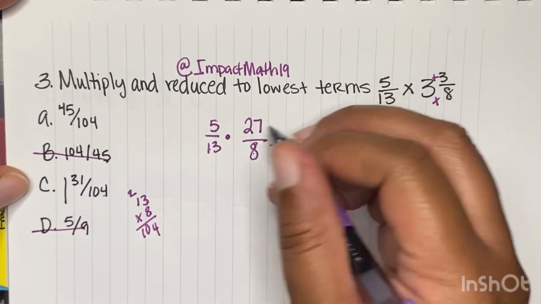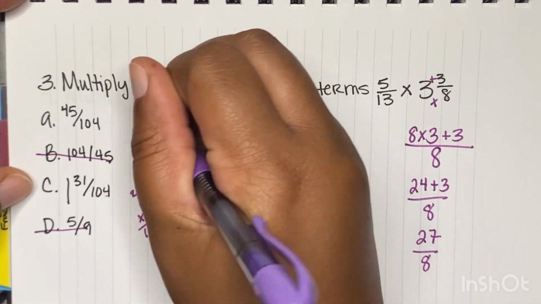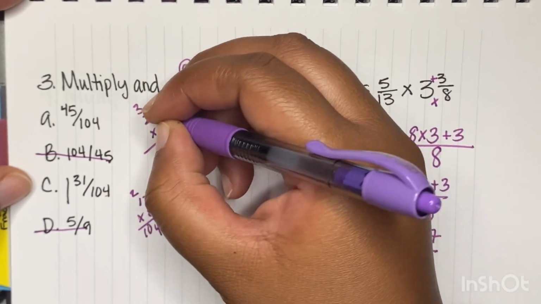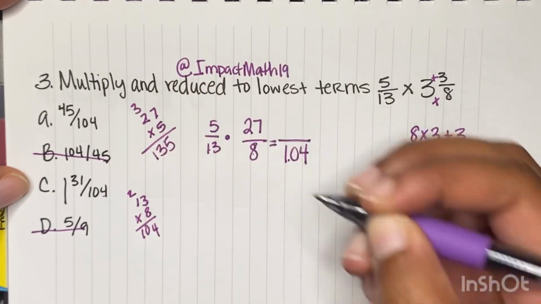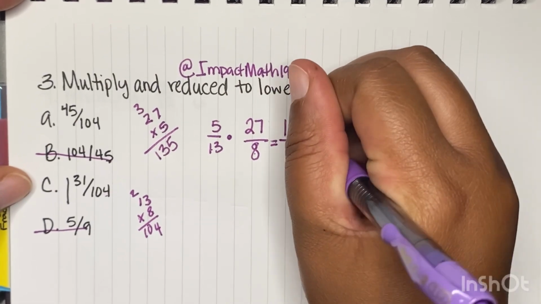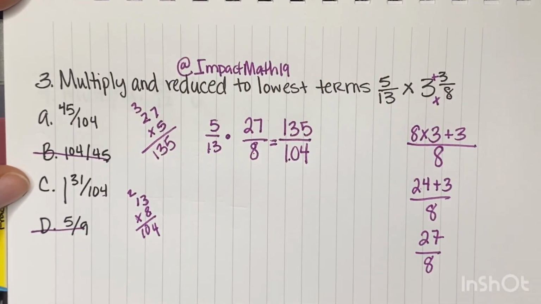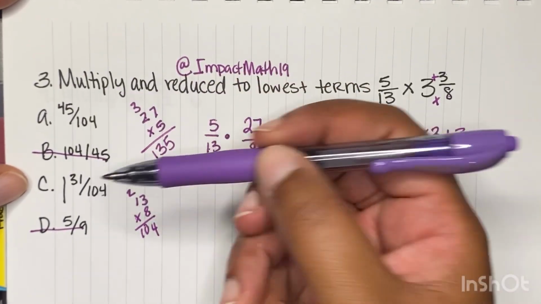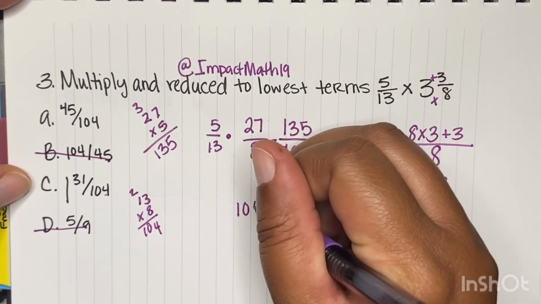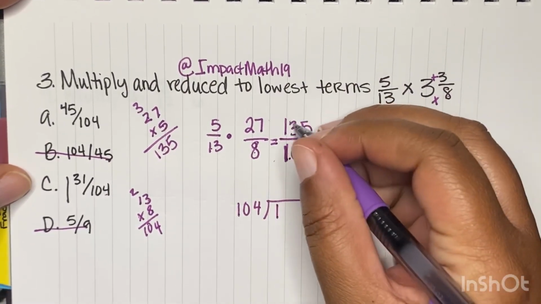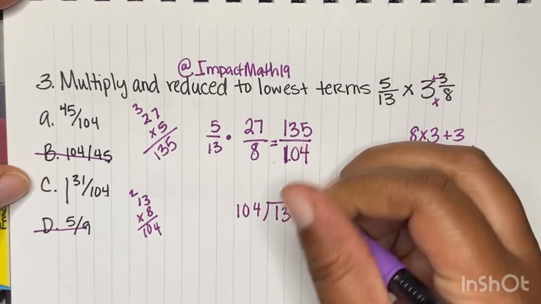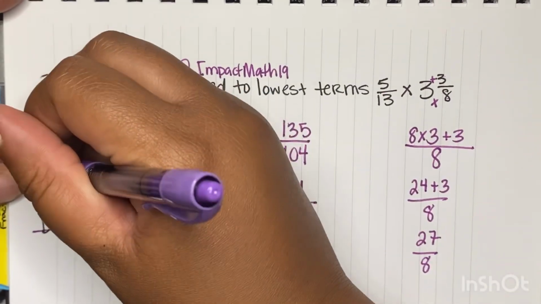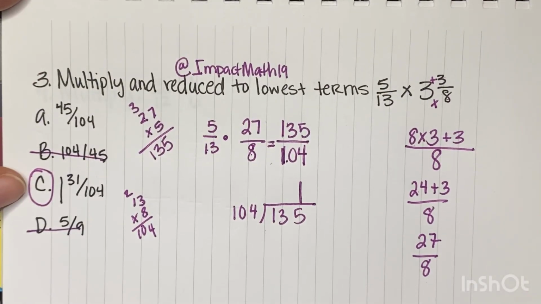Okay, now we're going to do 27 times 5. So 5 times 7 is 35. And 5 times 2 is 10, plus 3 is 13, so 135. Okay, we have 135 as our numerator. So now we're going to divide these, okay, because we have either this or this. So we're going to do 135 divided by 104, okay? So how many 104s can fit into 135? Well, only one can. So right there, we can see our answer is going to be C. But let's continue.